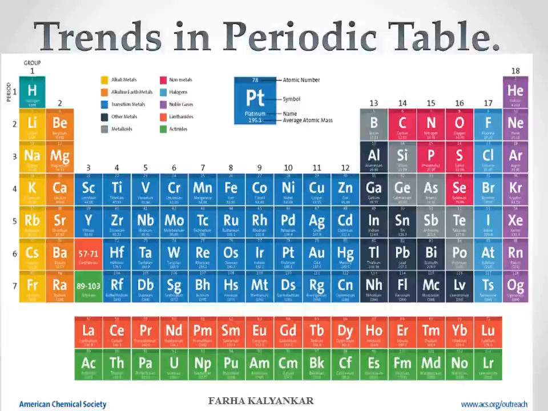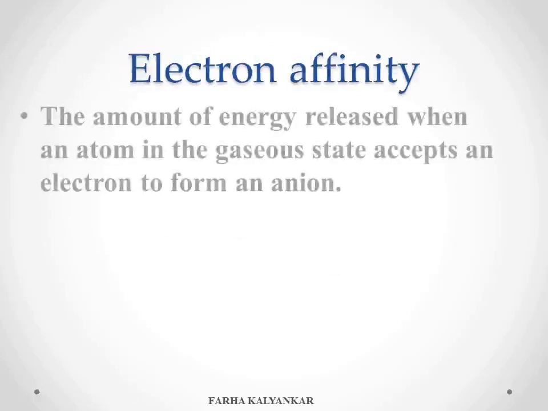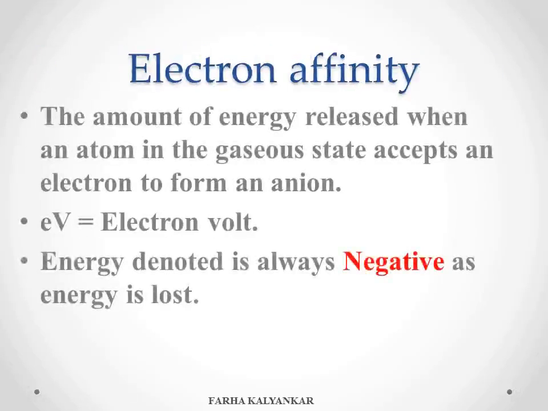Trends in the periodic table. Let's see another periodic property, that is electron affinity. Electron affinity is defined as the amount of energy released when an atom in the gaseous state accepts an electron to form an anion. Its unit is electron volt. Energy is always denoted with a negative sign as energy is lost.